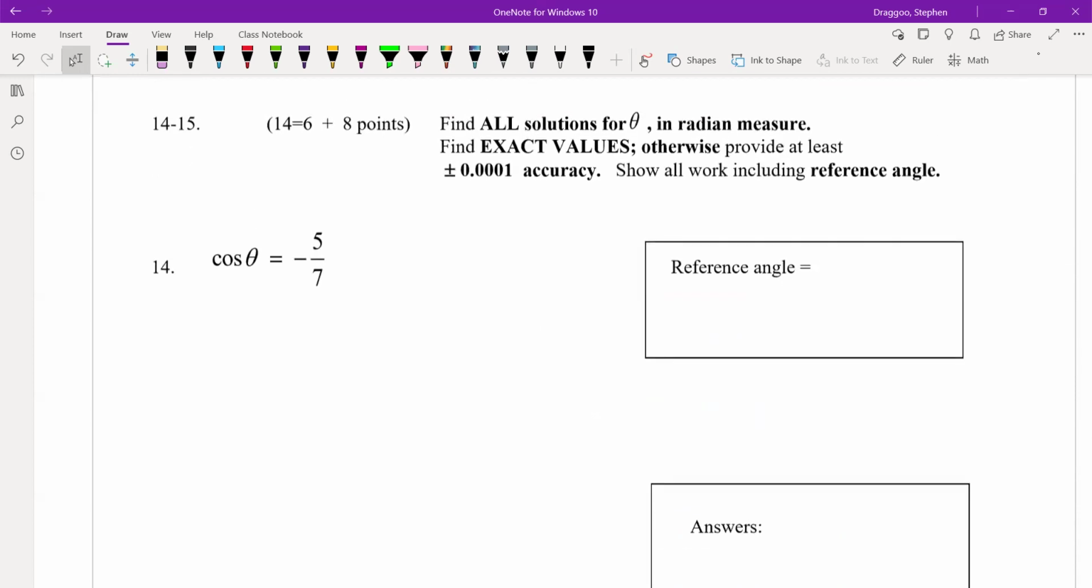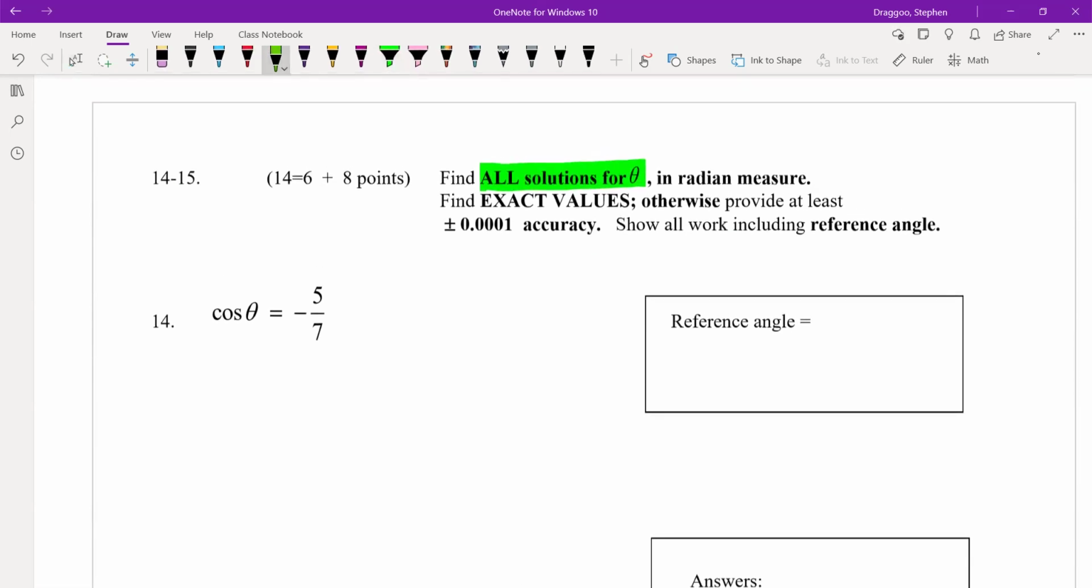So on to the next one that is on the exam, which is this guy right here. Finding all solutions for theta, given that cosine of theta is equal to -5/7. So when it says find all solutions for theta, that means we're going to be leaving our answer as a general equation of some kind. So we'll have plus 2k pi in our answer, because we're looking for all solutions.